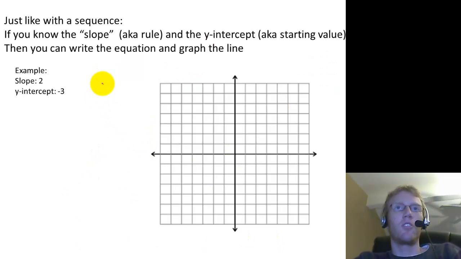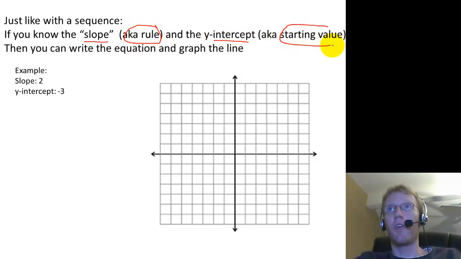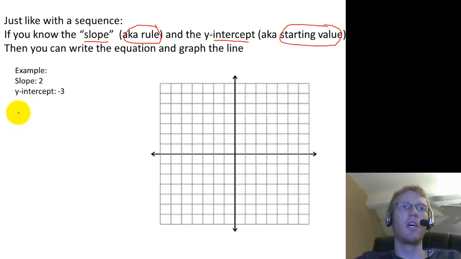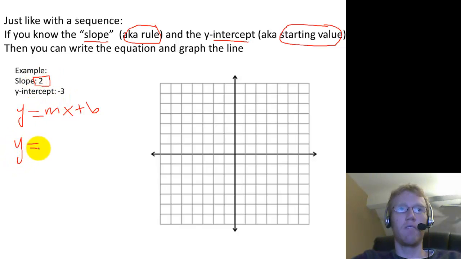Okay, so let's try some examples now. So just like with a sequence, if we knew the slope for a sequence, which we called the rule, and the y-intercept, which we called the starting value, we could graph it, and we could write an equation for it. So instead of giving you the rule and the starting value, we're giving you the slope and the y-intercept, but it's the same exact thing. Okay, so if the slope is 2 and the y-intercept is -3, we can write down our formula, y equals mx plus b. We can fill in what we know. The slope is 2, so y stays as y, it's a variable. M is my slope, which is 2.